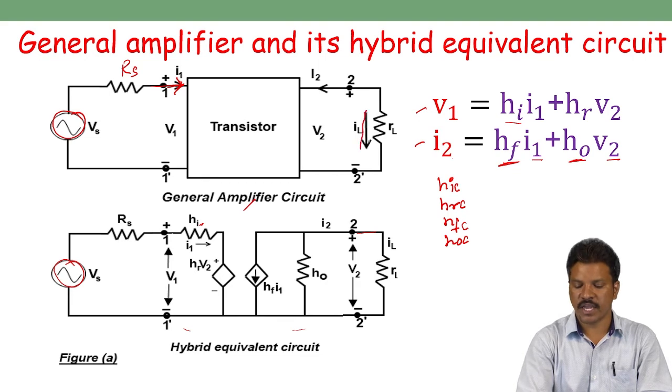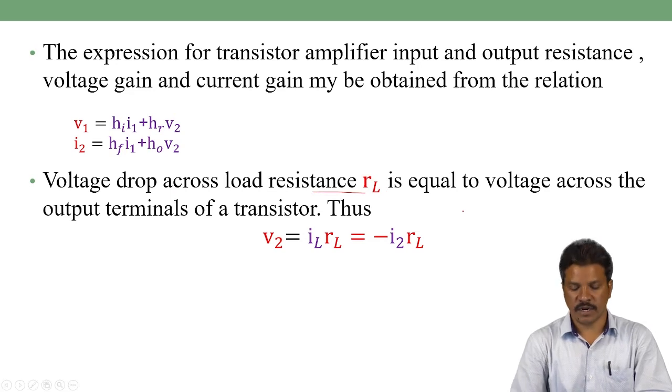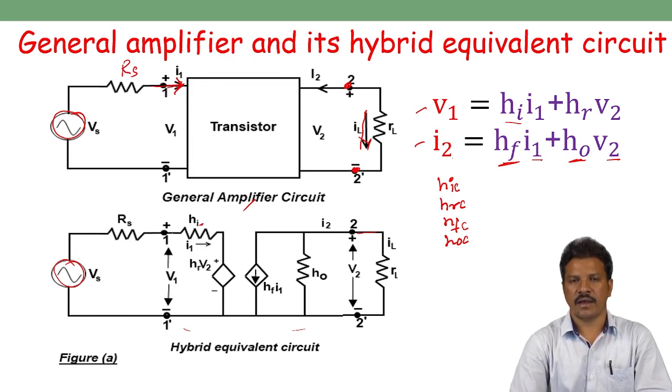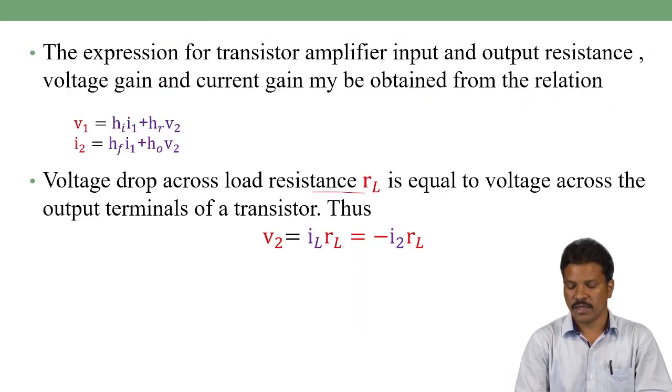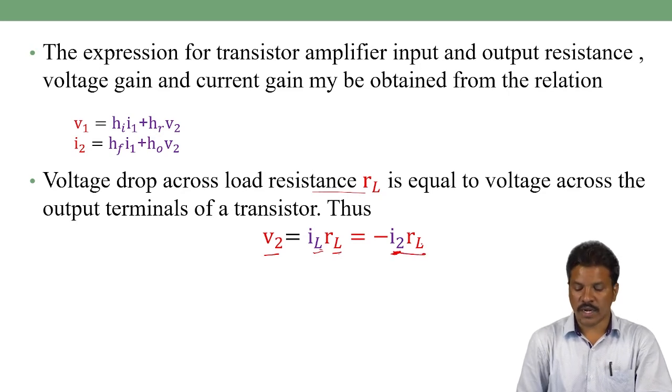The current flowing in the load resistor IL is equal to the voltage drop across the load resistor, which is equal to the voltage across the output terminal of the H parameter model. When we connect the load resistor in parallel, the same voltage appears across the load. But considering the direction of the current flow, V2 is equal to IL into RL. When we represent it in terms of I2, the H parameter transistor model current, IL is equal to minus I2. So the voltage V2 is nothing but minus I2 into RL.